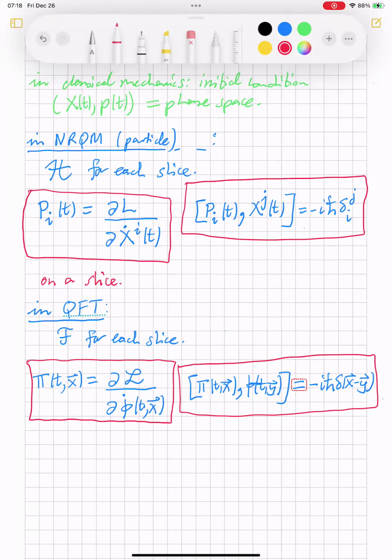and the thing that I want you to see is that time is playing a special role. It's defining for us our constant time slices. Those are associated either to a phase space, or to a Hilbert space, or to a Fock space. On each slice, we define our conjugate momenta, and on each slice, we write down a quantization condition.